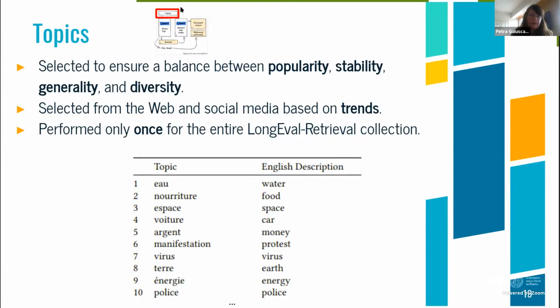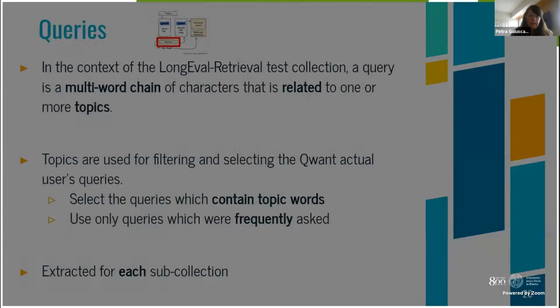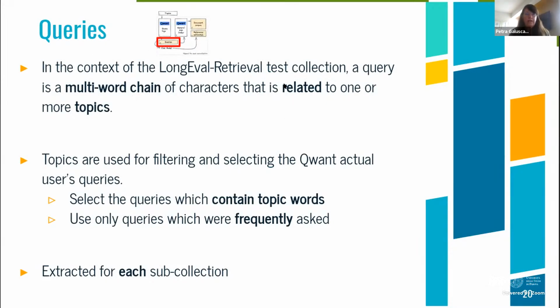So the first part here was the creation of the topics, which are the same for all sub-collections which we are building. And you can see a sample of the topics here, in English translation. We are aiming for topics which are somehow popular, so we will be able to find enough queries for them, which are general, which are also diverse, so we would like to get queries from different areas. And this should be also stable, because we are creating the queries at each month based on this. So we built several topics which are based on the trends from Reddit data.